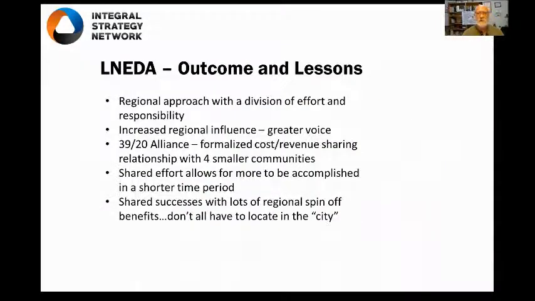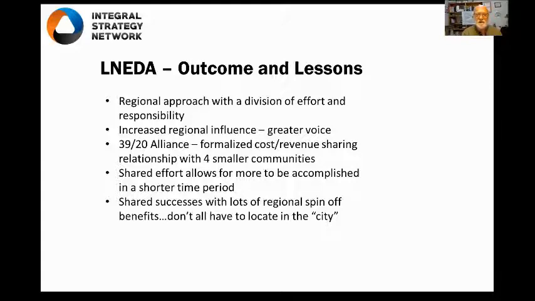So what were their outcomes and their lessons? Well, they learned that the regional approach with the division of effort and responsibility was really important, and it actually worked for them. They believed and still believe that they have a much greater voice because of their regional influence. There were a number of formalized cost revenue sharing relationships amongst communities that were formed as a direct result of this participation in this process. They learned to trust each other and felt that shared efforts would accomplish more in a shorter period of time.